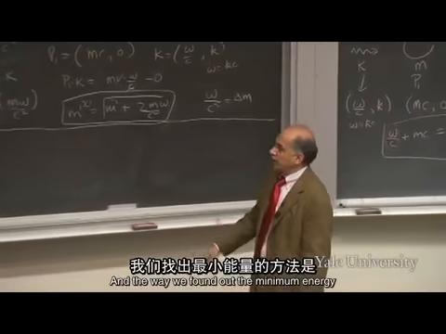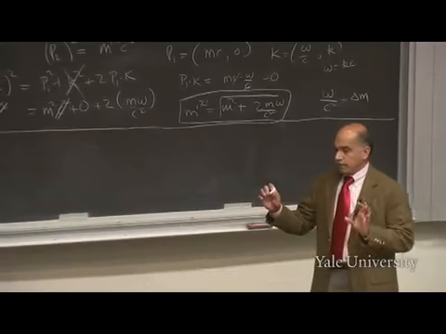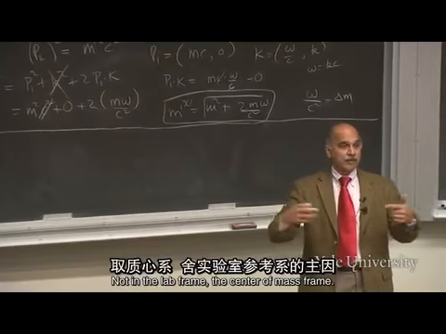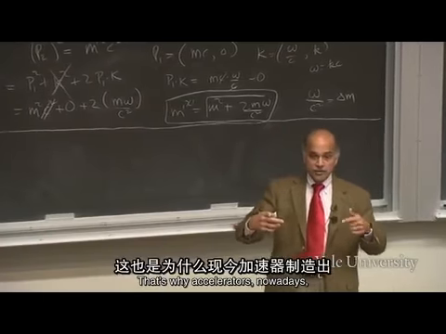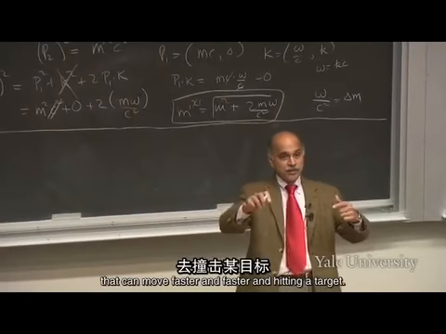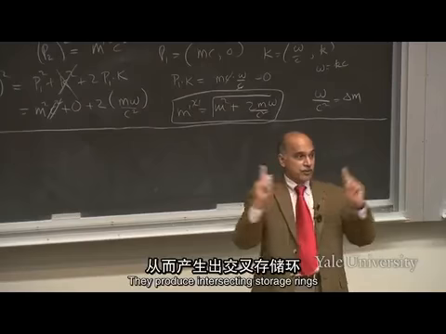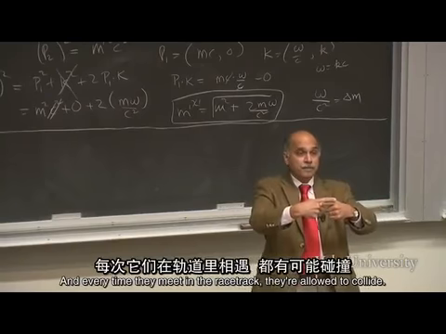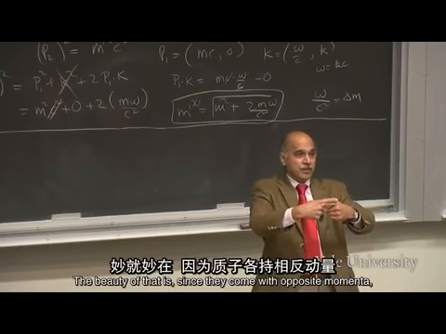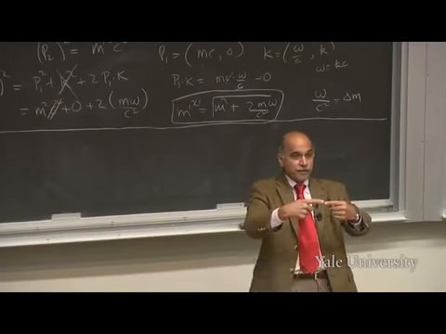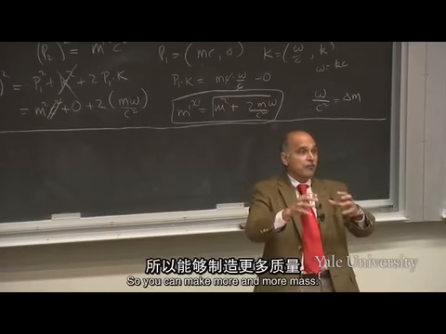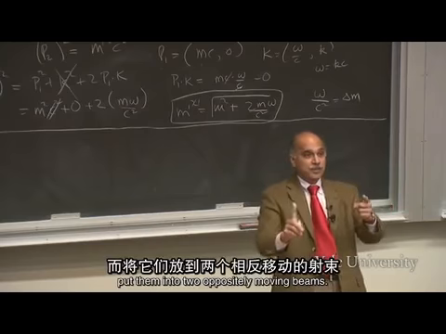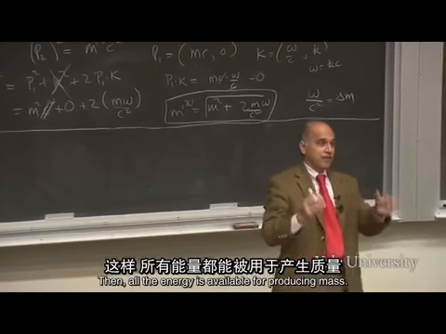The way we found the minimum energy is we did an energy-momentum calculation, but the minimum energy configuration is easily imagined in the center of mass frame. That's the whole point. Not in the lab frame, the center of mass frame. That's why accelerators nowadays, instead of taking one particle, making it move faster and faster and hitting a target, produce intersecting storage rings where the particles go in opposite directions, and every time they meet in the racetrack, they're allowed to collide. What's the beauty of that? Since they come with opposite momenta, the final fragments don't have to move at all. So you can make more and more mass. Don't put your energy all into one beam and a static target. Put it into two oppositely moving beams. Then all the energy is available for producing mass.